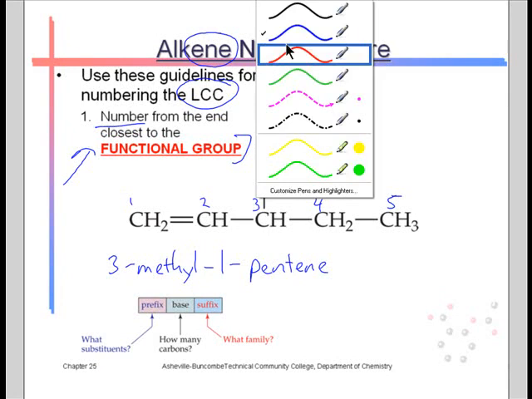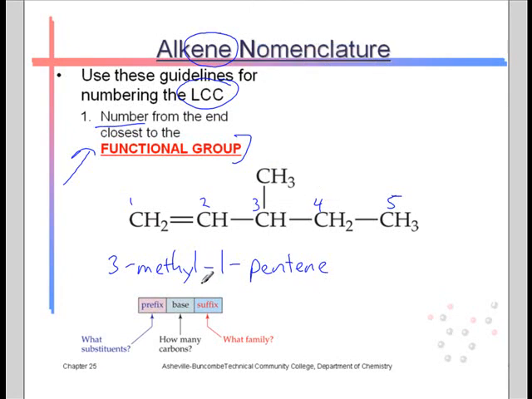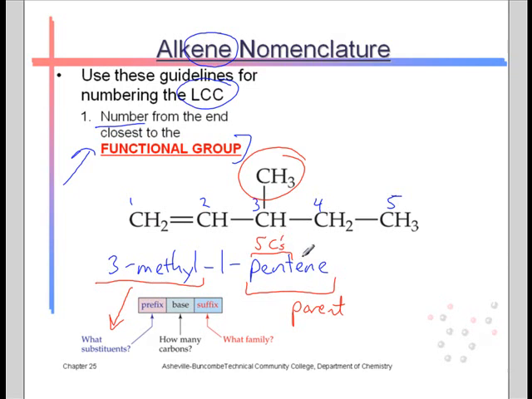3-methyl-1-pentene. Let's break it down a little bit. This portion is just the prefix, just the substituent groups, and that's consistent with what we saw before. We have a methyl group in the number 3 position, which shows up in front. This part here, the parent name, is analogous to the parent names for the alkanes. We have pent for 5 carbons, and then the ENE tells us that we have a double bond, a carbon-carbon double bond somewhere in our molecule.